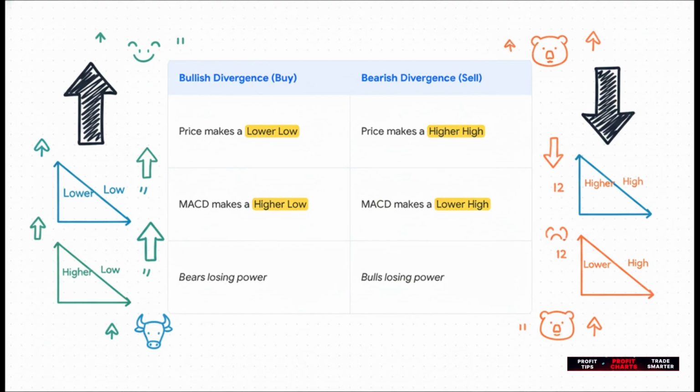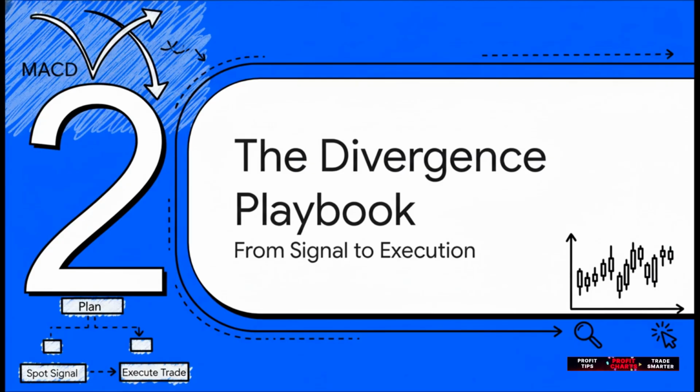Then on the right, we have the total opposite, bearish divergence. Price pushes up to a shiny new high, but look at the MACD. It prints a lower high. That's a huge red flag that the buyers are losing their grip and a drop could be just around the corner.